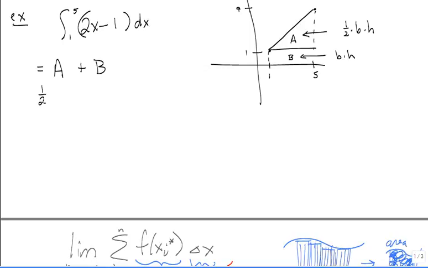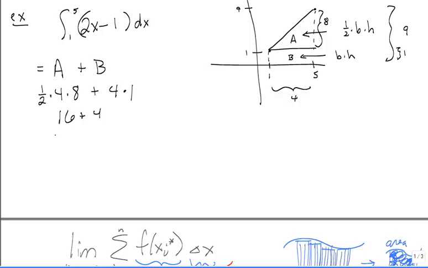And area A is a triangle, so it's half. The base is 4. And the height, since this whole thing is 9, and this is 1, the height's going to be 8. This right here is 8. And the base of the rectangle is 4 and the height is 1. So this is going to be half of 32, which is 16, plus 4. That integral should work out to be 20 using geometric argument.